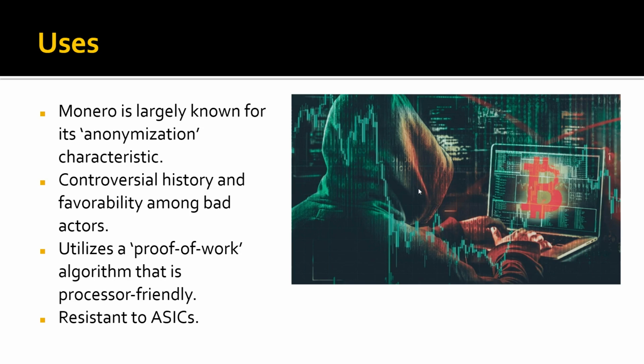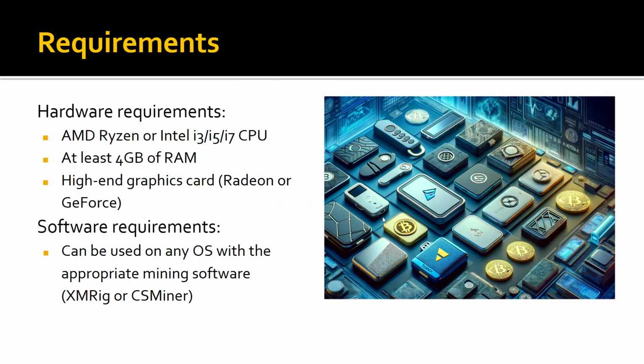ASICs are custom designed chips that provide a very specific function and are used in the mining of numerous cryptocurrencies, as they offer generally better performance than the microprocessors found in everyday PCs. ASIC resistant cryptocurrencies like Monero discourage ASIC use by decentralizing the mining process and making it nearly unprofitable to mine them with ASICs. As far as requirements go, Monero can be mined on general consumer grade PCs.